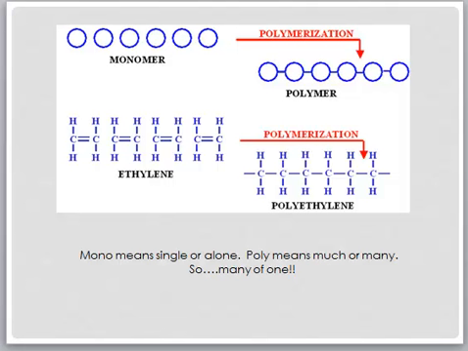When we're talking about a polymer and a monomer, it's easy if you think of the root meaning of these words. So mono means single or alone, and poly means much or many. So a polymer is just many of one. For example, here is a monomer. It's just a basic representation. They're not giving you letters, numbers, just so you can get the idea.